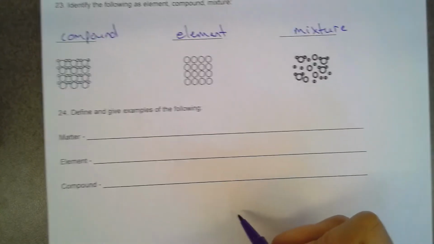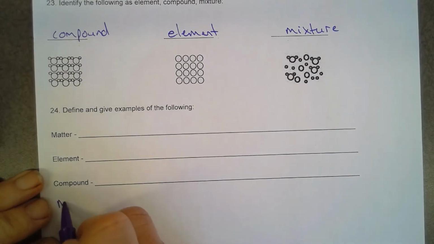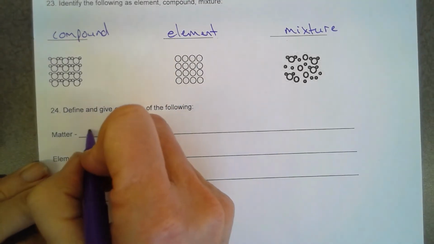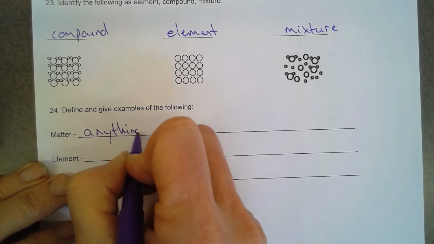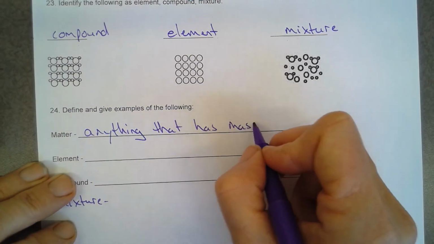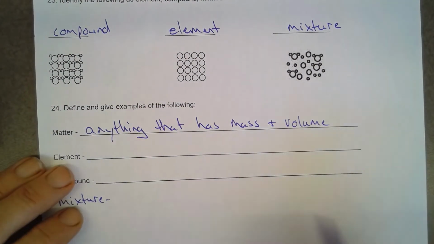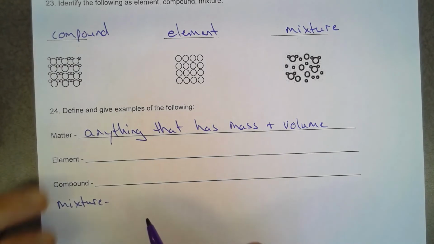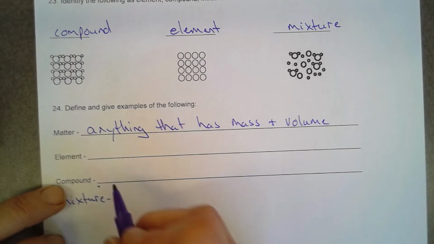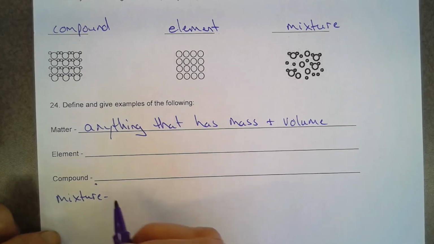So here I have more definitions, so I'm going to change this. So you'll just have this down here. So I'm going to add mixture. Matter, it's a good one to know, is anything that has mass and volume. You could also say takes up space. Element is something you find on the periodic table. Compound is 2 or more chemically combined elements or molecules.